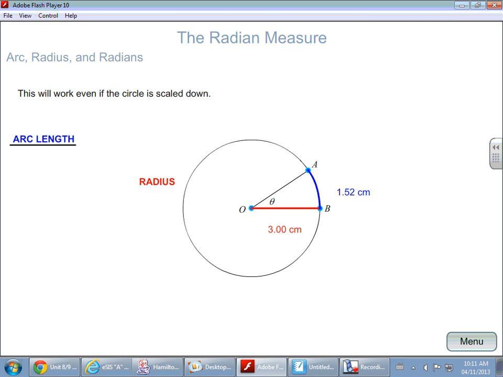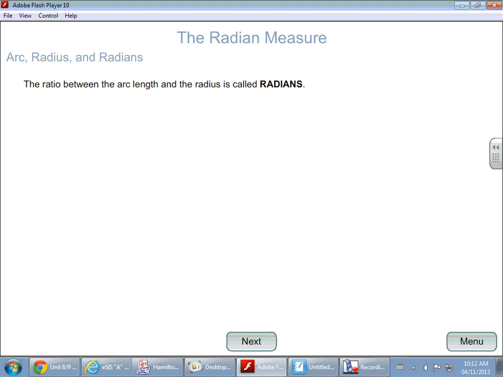If I want to measure that angle, I would just take the arc length and divide it by the radius, and that's also 0.51. I don't know if you noticed, the only difference between the last example and this example, the angle didn't change. The only thing that changed was the size of the circle. So if you take the arc length divided by the radius, you're going to get the same ratio. The ratio between the arc length and the radius is called radians.